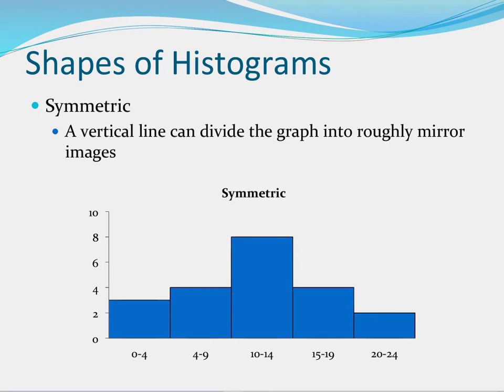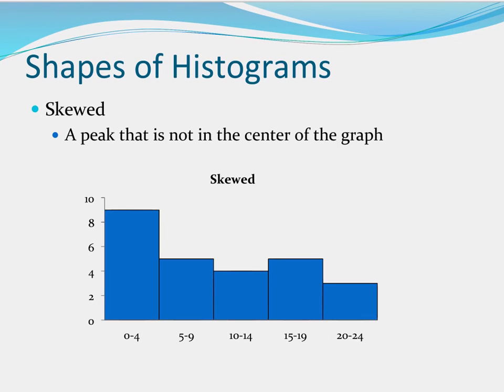A symmetric histogram can look like this. Basically, the idea is if you put a mirror down the middle, one side would look like the other. It doesn't have to have this shape. You could have the bars all taller on the left and taller on the right and smaller in the middle too. Then the vertical line can divide the graph into roughly mirror images. So this is symmetric. And then we have skewed, a peak that is not at the center of the graph.